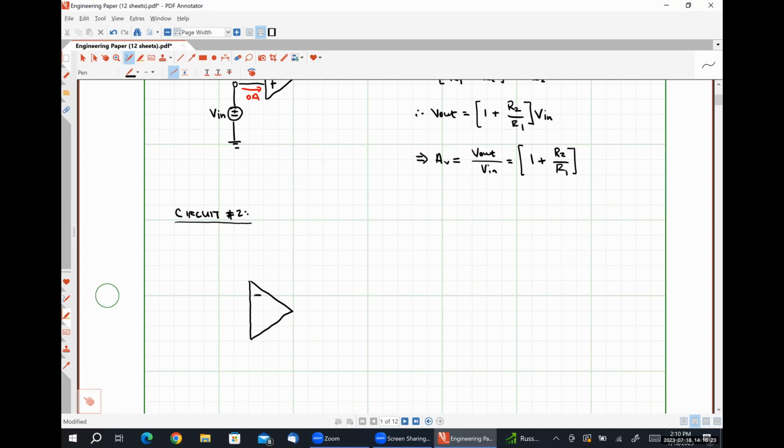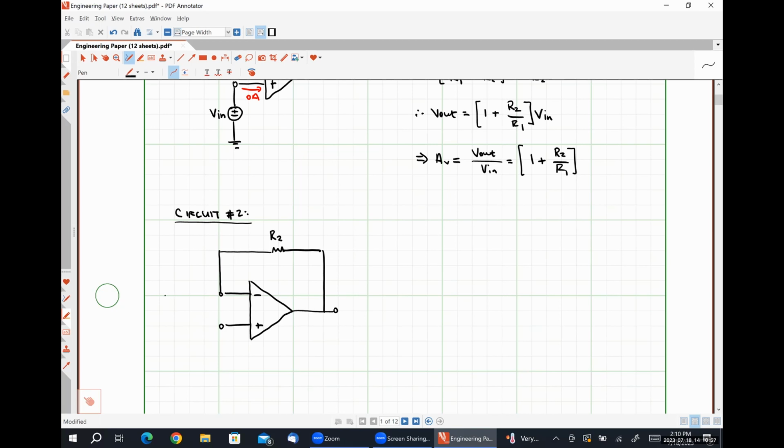Once again, the inverting input terminal will be on top. The non-inverting input terminal will be on bottom, although there are ways to draw it with that configuration changed. My output pin is going to be over here on the right. I'm going to have a negative feedback path connecting my inverting input to my output, like so. So once again, let's call this resistor R2.